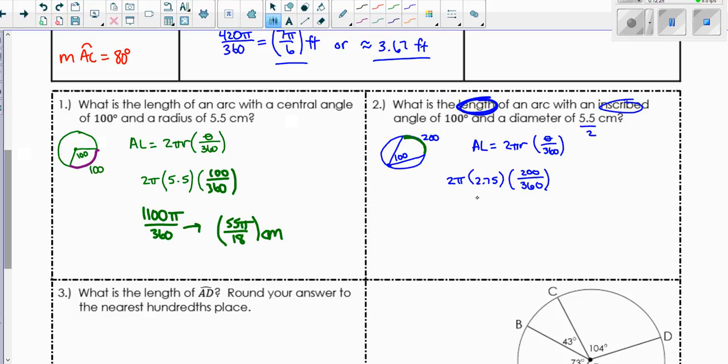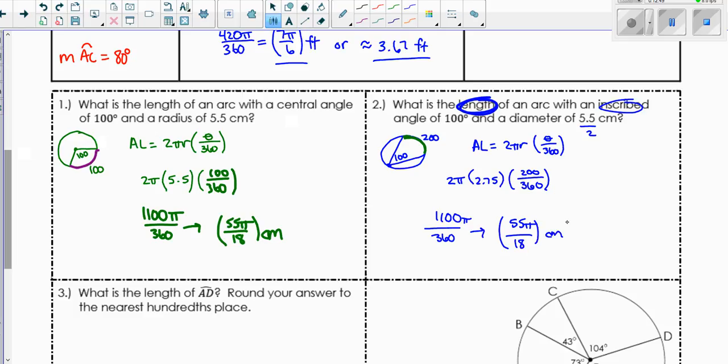All right, so this one I'm going to give an exact answer as well. So I would do 2 times 2.75 times 200, which also gives me 1100 pi out of 360. And that was the same thing that I got before. So I know that that's going to simplify to 55 pi out of 18, and then centimeters as well.